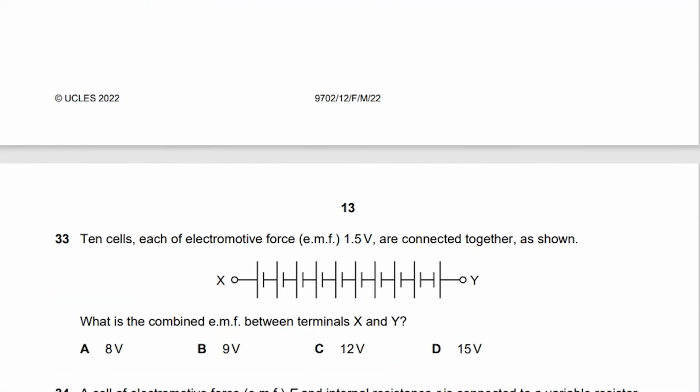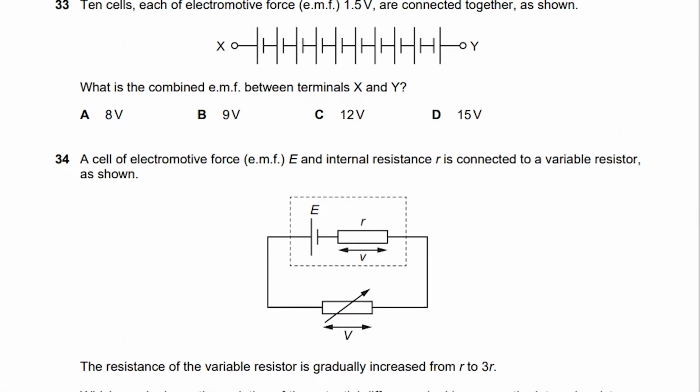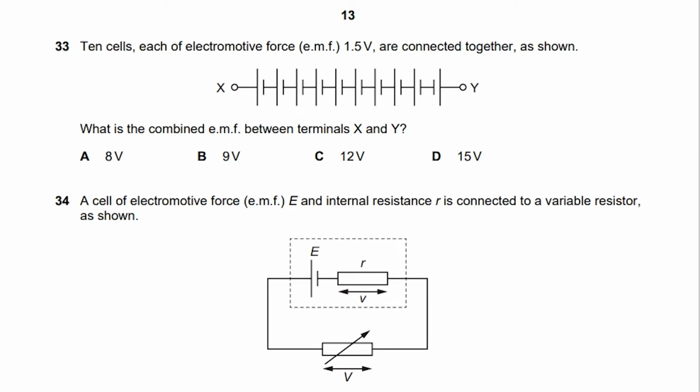In question number 33, 10 cells each of electromotive force EMF 1.5 volt are connected together as shown. What is the combined EMF between the terminals X and Y? Okay, now all the 10 cells are connected. We'll not multiply 1.5 by 10. We have to check if these are connected in the correct order, which means if they follow one order, negative, positive, negative, positive. Okay, so let's check.